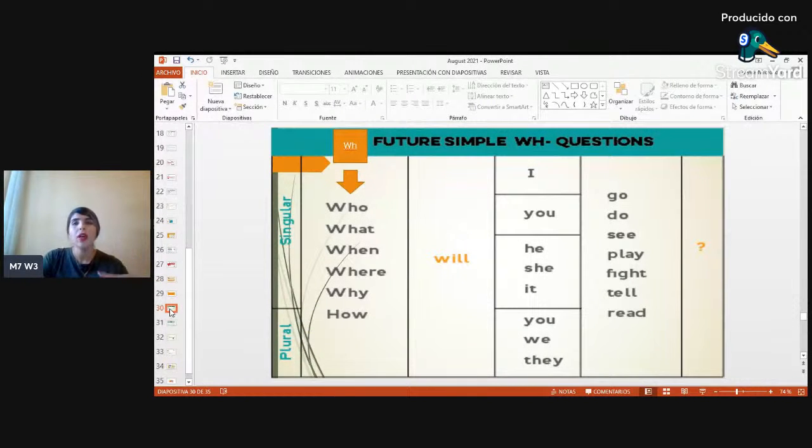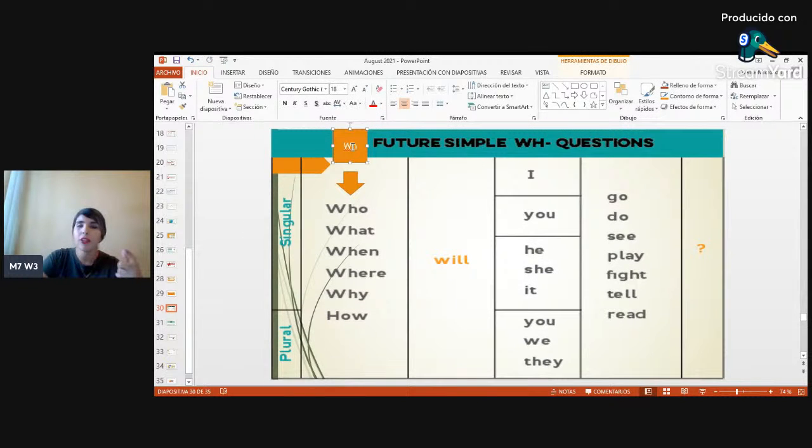Remember, we can do yes, no questions, but we can also do informative questions, and those are part of WH. Who, quién, what, qué, o cuál algunas veces, when, cuándo, where, dónde, why, por qué, y how, cómo. If we add this kind of WH words, and if you add these words, the question is going to be informative.